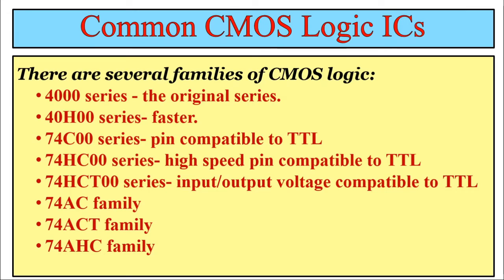And 74AHC, that is Advanced High Speed CMOS family, and this family is three times as fast as 74HC family, and it is tolerant of 5.5 volt of input.